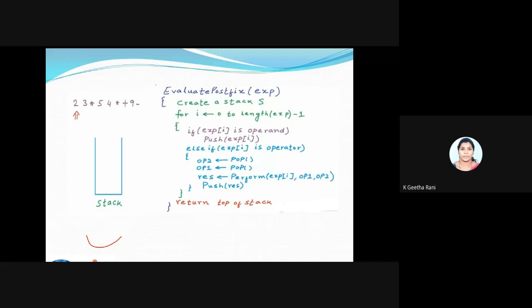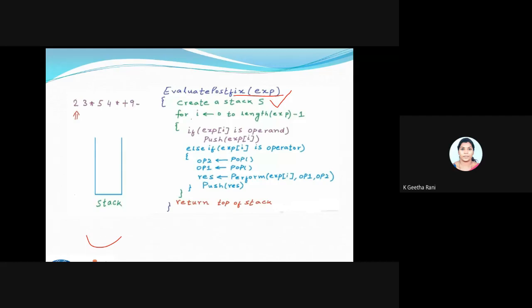I have written a pseudocode for evaluation. I'm not writing a program here. Again, I have written a pseudocode for this evaluation. Here you can see I'm evaluating a postfix expression. A function has been created. I'm passing an expression, the whole expression here. I'm just writing in simple words. So first create a stack with a name called S. Stack has been created.